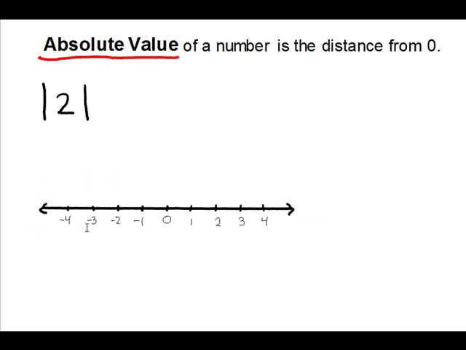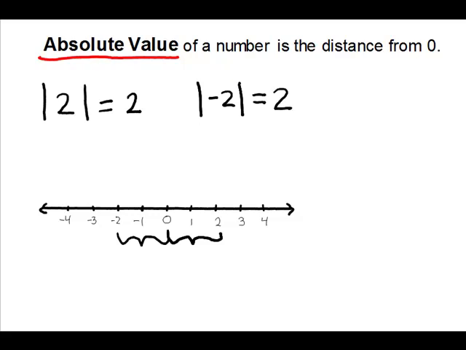Let's look at it on the number line, and we'll find the 2 and find the 0. And it is 2 spaces. What about the absolute value of negative 2? So we'll go on the number line and find the negative 2. And we count the spaces, 1, 2. So it is also 2 spaces.